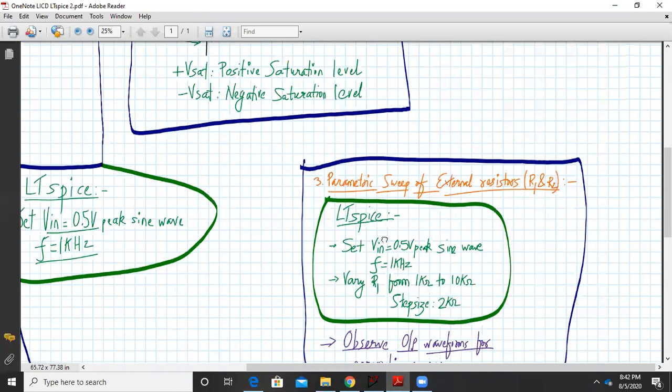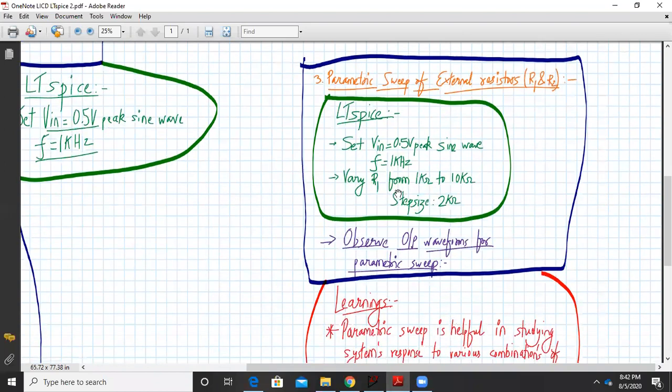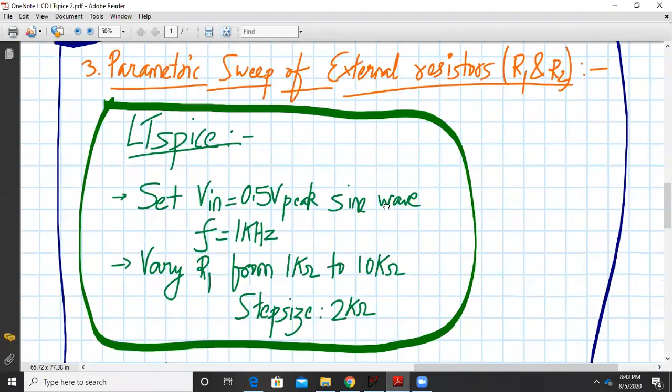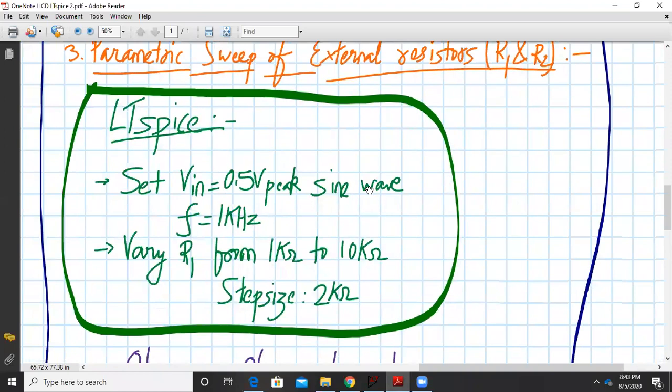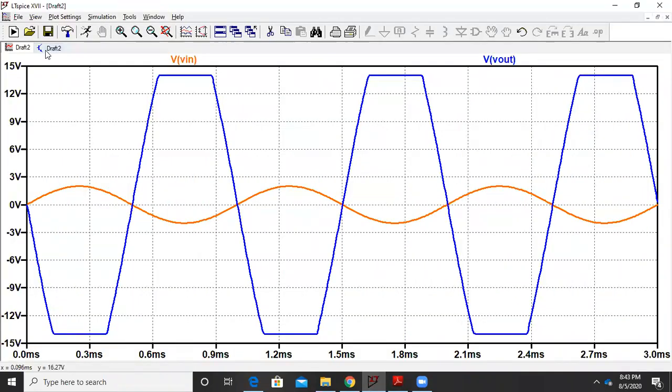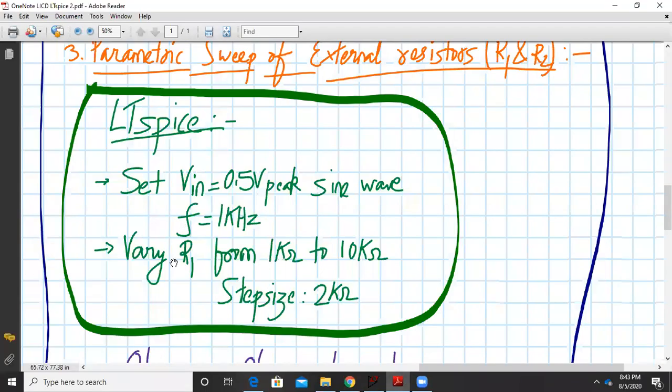Now let us go to phase number three, which is the parametric sweep. For this parametric sweep, we are going to vary either external resistors R1 or R2. For this, we need to set Vin as a 0.5 volts peak sine wave, and the frequency will be 1 kilohertz. And we need to vary R1 or R2; we can consider either one. We can vary R1 from 1 to 10 kilo ohms with a step size of 2 kilo ohms. So we will start now.